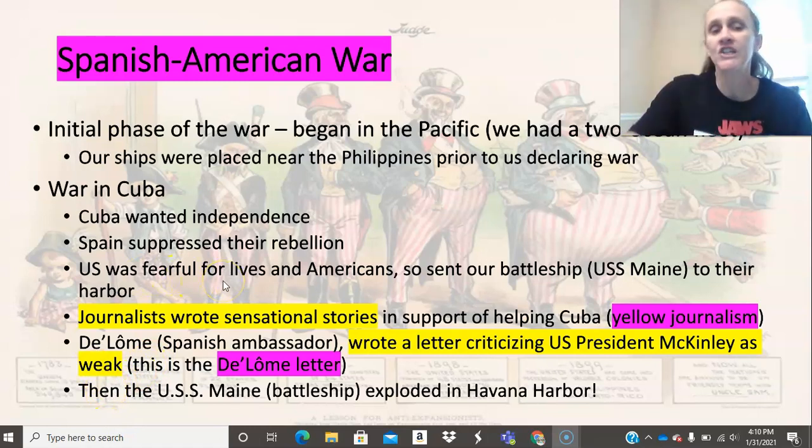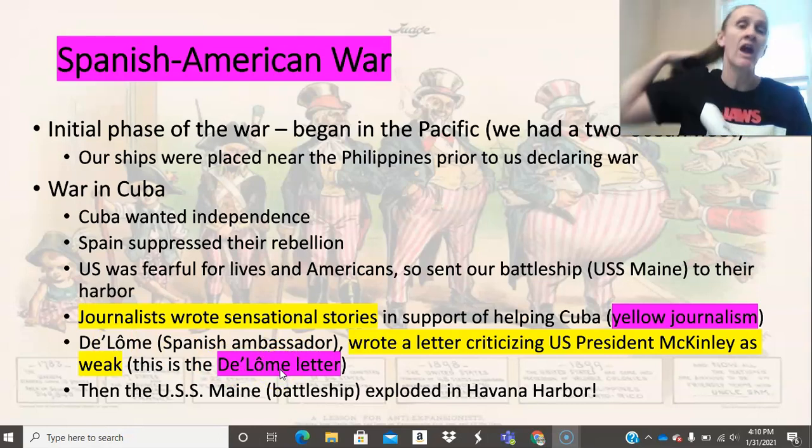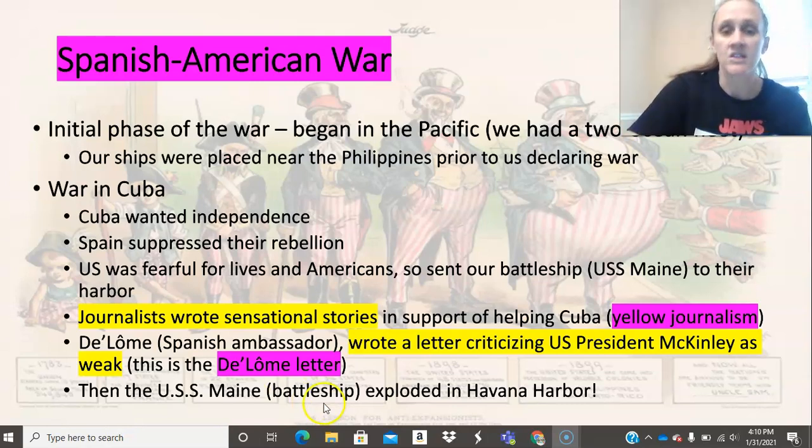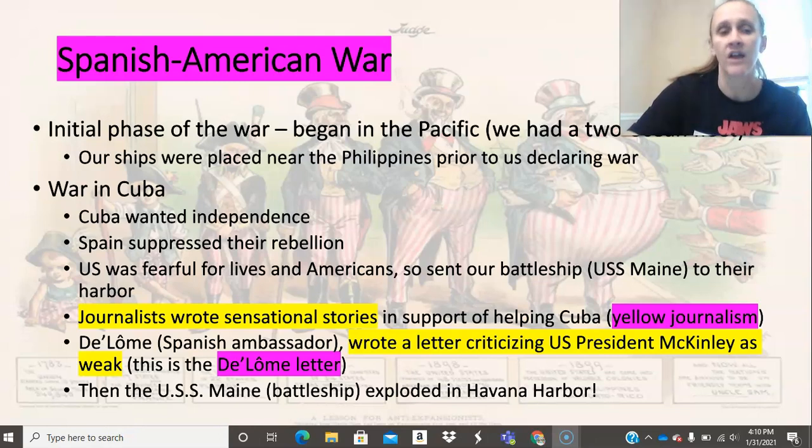Now, you have to understand that the Spanish ambassador felt that the U.S. president at the time, President McKinley, was incredibly weak. And he wrote this scathing letter about how weak and thin and small President McKinley was. And this is called the DeLome letter. This is one of your vocabulary terms. You need to know it. So you need to go ahead and take time and do your vocabulary sheet with this, okay? And I'll give you time in class, but if you're at home, you can do that there.